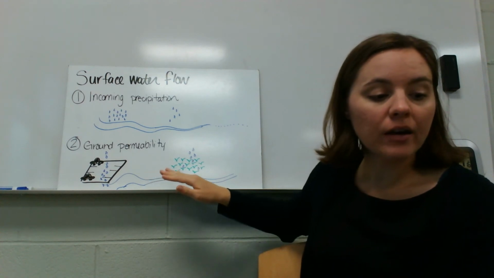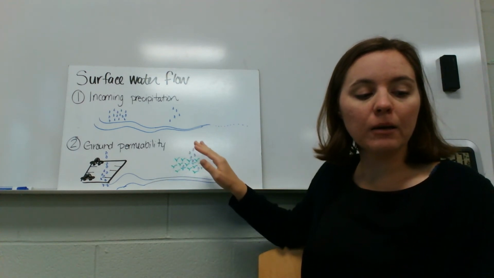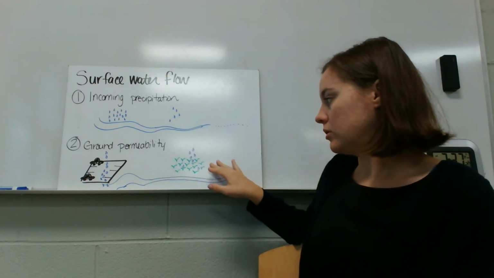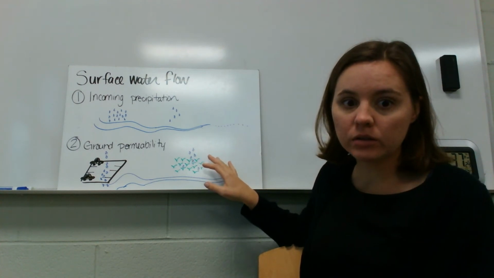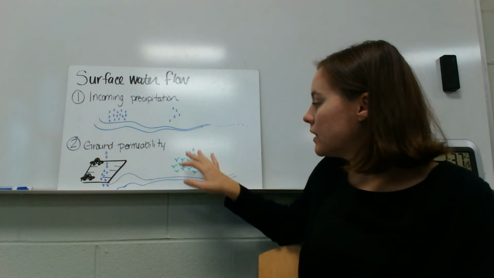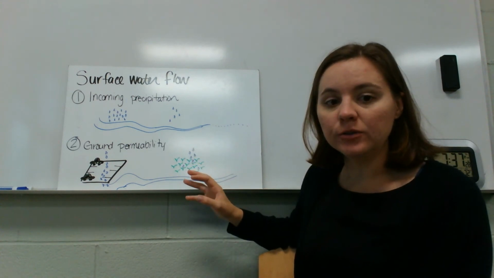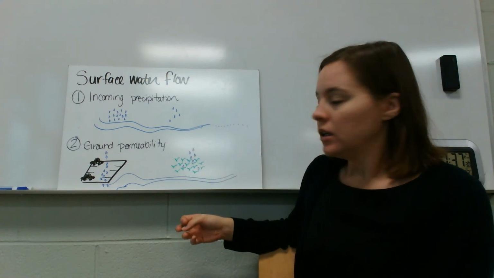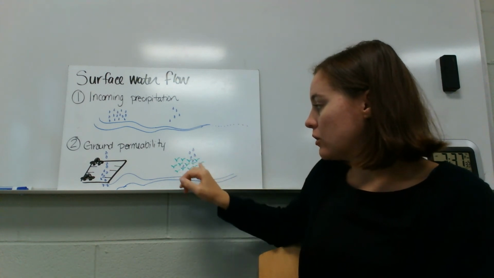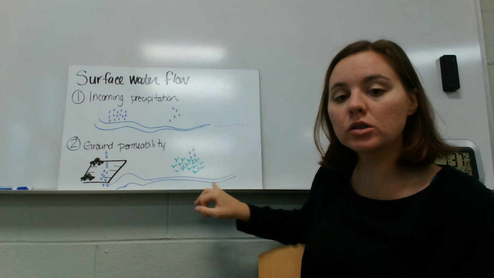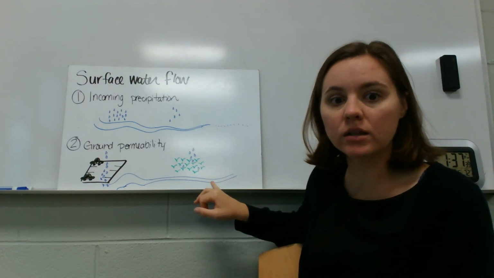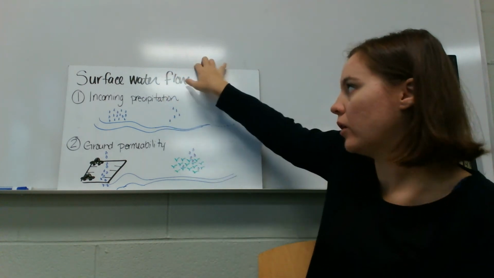If you have a more permeable ground cover, like something that's covered with vegetation or sandy soils, then that water is actually going to be able to infiltrate into the soil very easily, and so it's going to get soaked up in the soil before it gets to the river. So the surface water is actually going to remain pretty constant in its flow or volume.